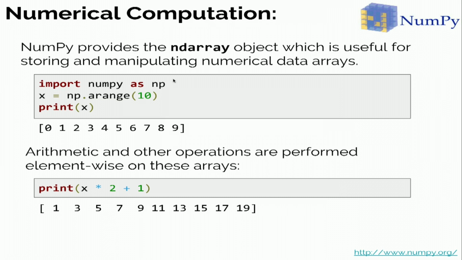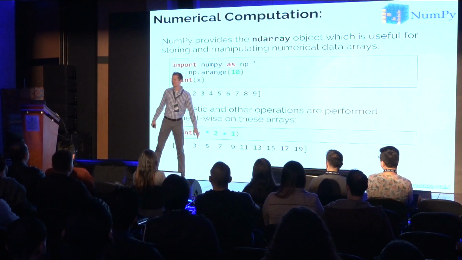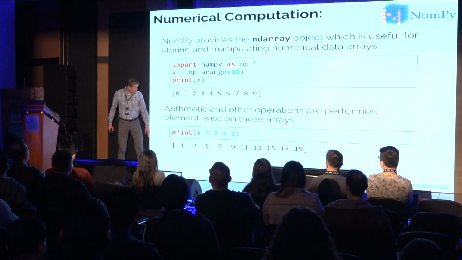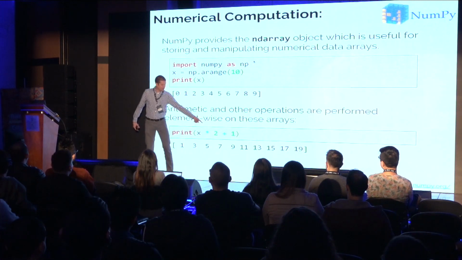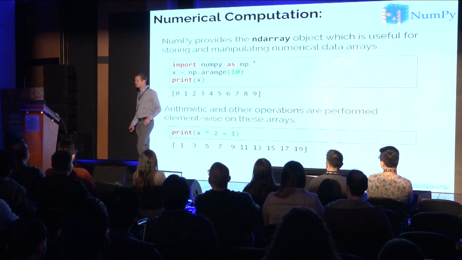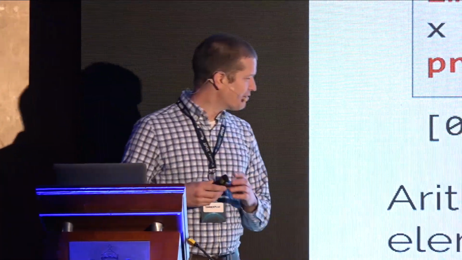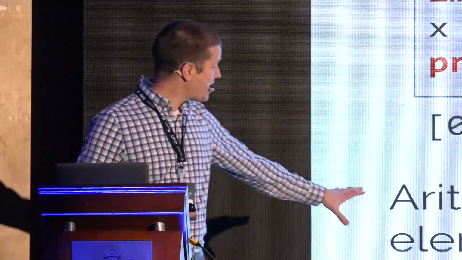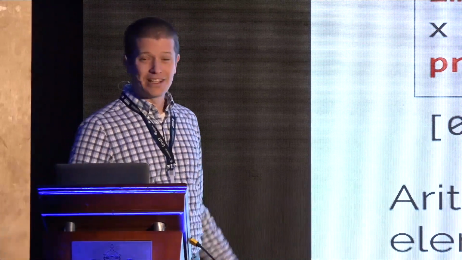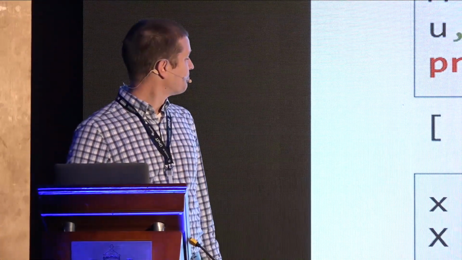So we say x times 2 plus 1. Sorry, this is too low for this screen. But if you do that, these sorts of operations are applied element-wise. It means you can very quickly express something like adding two arrays together, or adding a number to every value in the array. You don't have to write out the for loop, and it's also much more efficient.